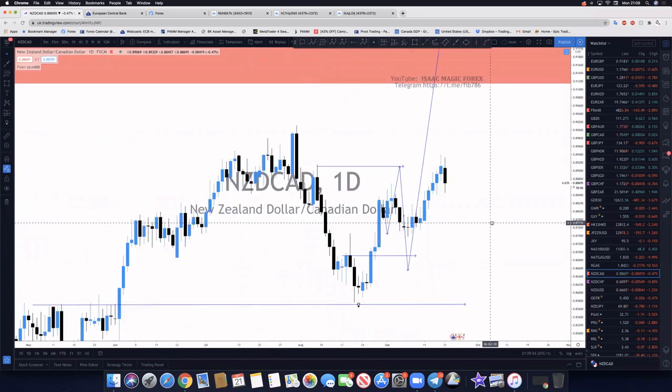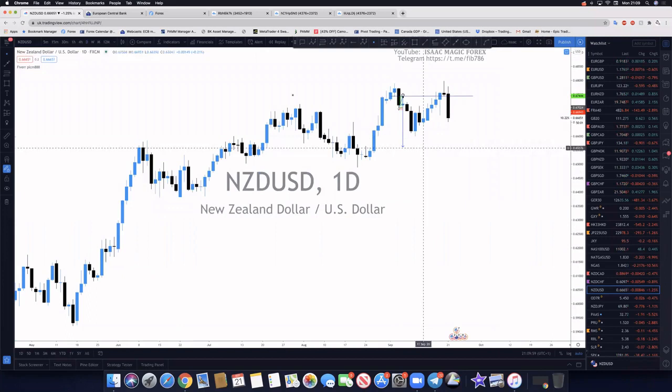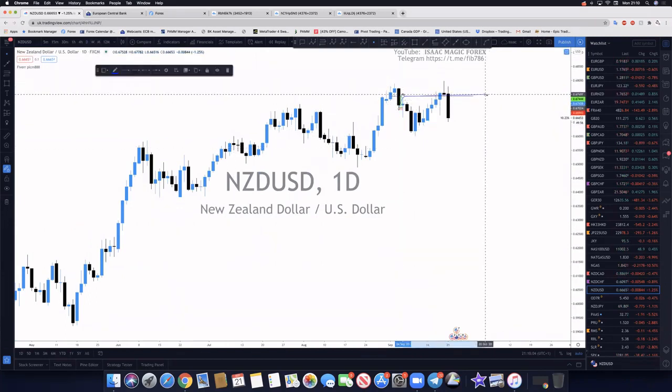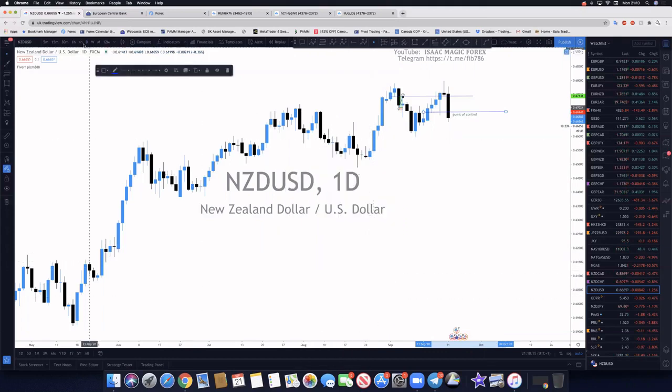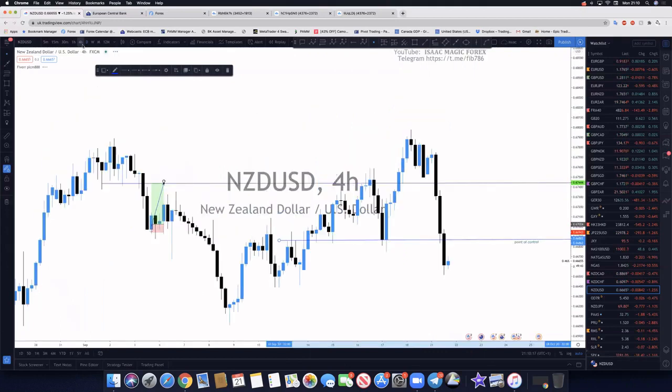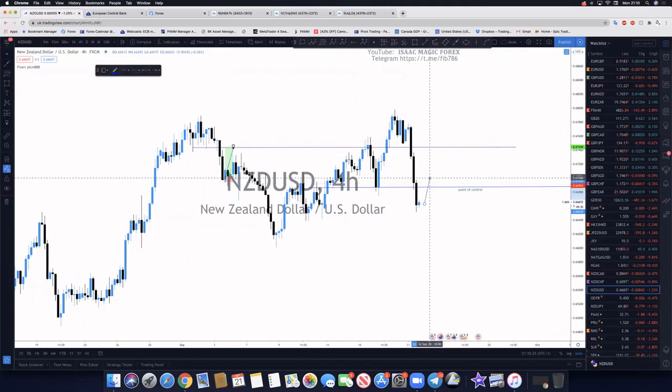Okay, New Zealand dollar is a sell. So what you're going to do now is wait for correction here. Point of control. Yeah, a pullback to the point of control, a bit up here. Then you take the move down.